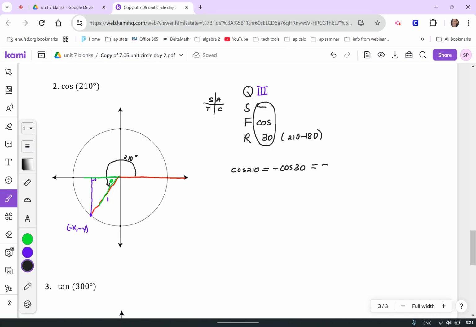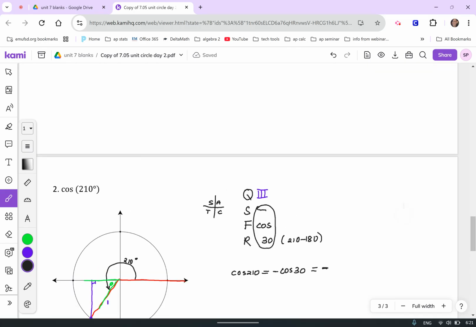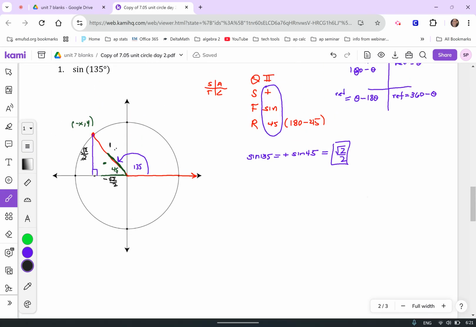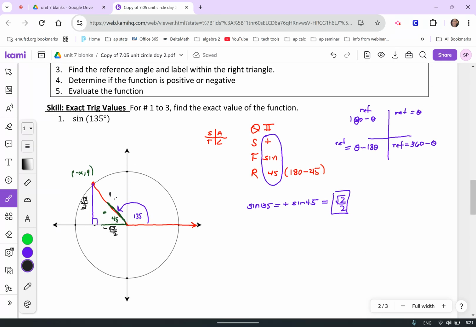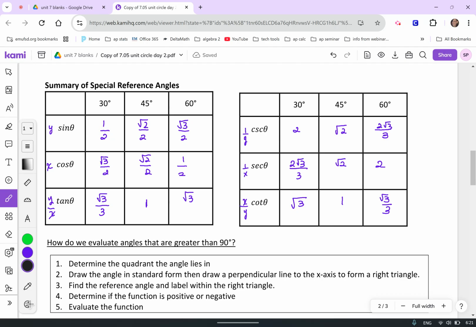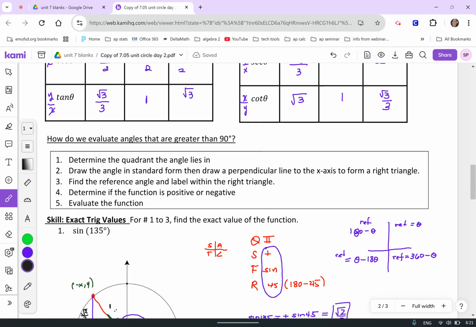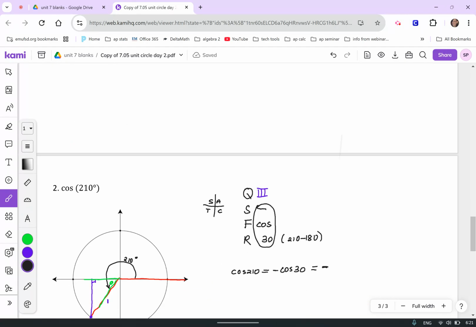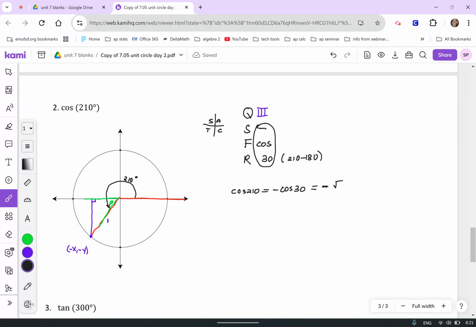And so this is going to be negative, and we go up to our chart. And what is cosine of 30 degrees? It's rad 3 over 2. So our final answer is negative rad 3 over 2. And that little acronym sometimes helps students. So quadrant, S stands for whether it's a positive sign or a negative sign, the name of the function, and the reference angle.